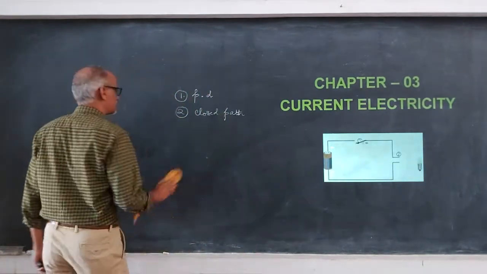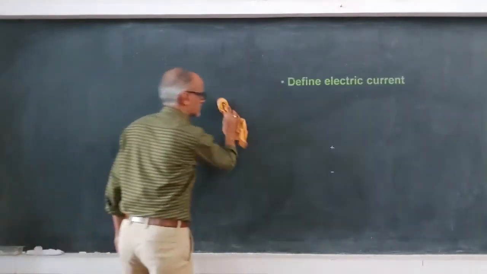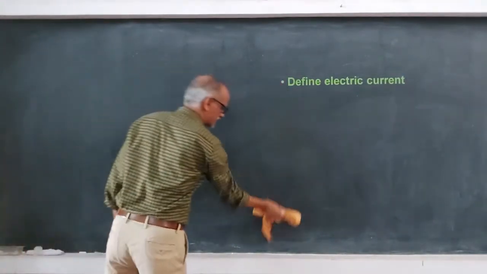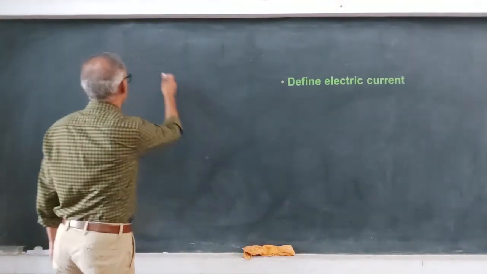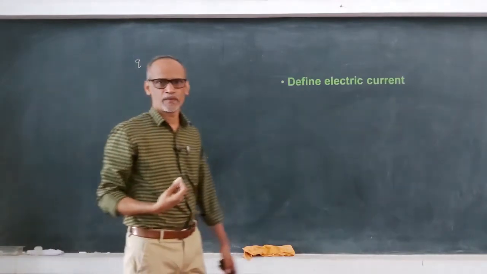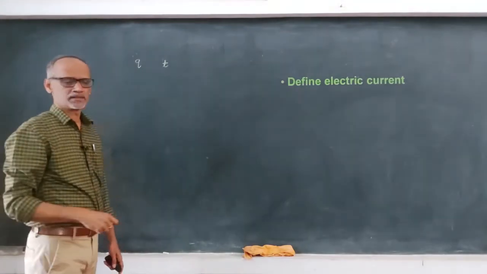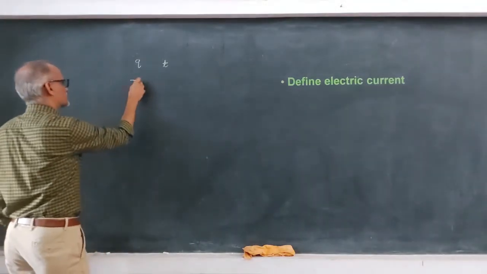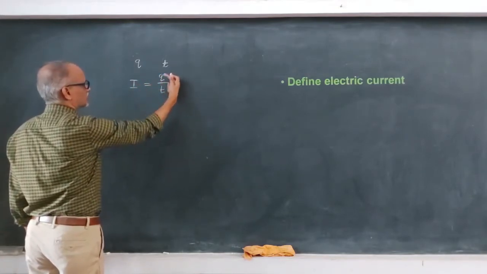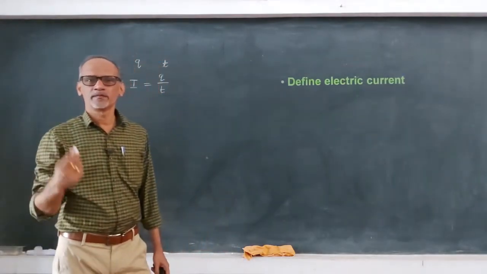That is what we are going to learn, all about the current in this particular chapter. So, the first question is how to define electric current, or what is electric current? If a total charge Q flows steadily in a circuit in a time t, then electric current is defined as the rate of flow of charges. That means charge divided by time. So, how do we define electric current? Rate of flow of charges.